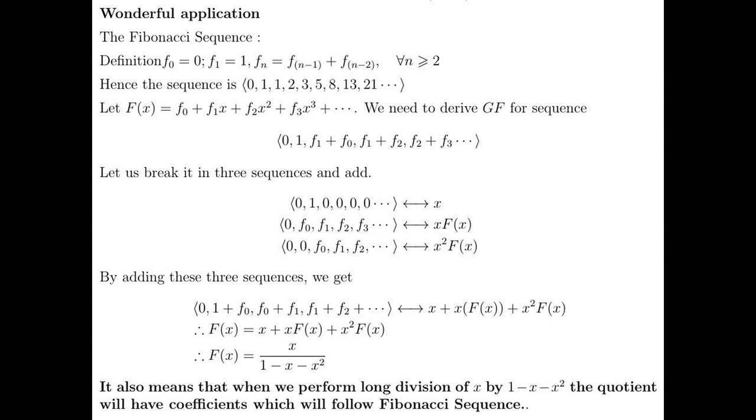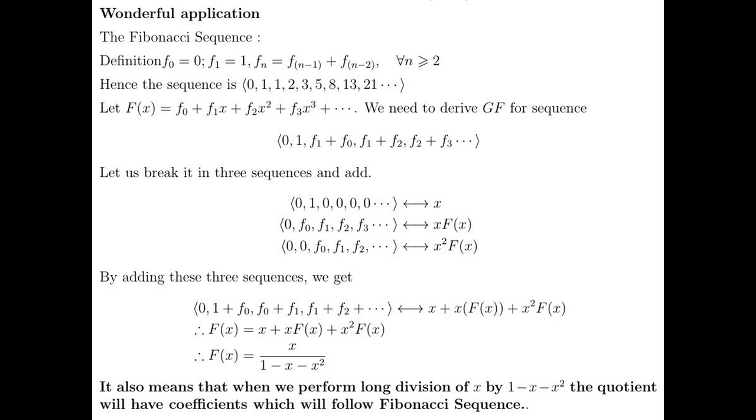Then we consider a second sequence 0, f0, f1, f2, f3. That means we have right shifted the Fibonacci sequence by adding one more 0 in the beginning. That means we are multiplying F of x by x. So the sequence 0, f0, f1, f2, f3 has the corresponding function x times capital F of x, and then we write the third sequence as 0, 0, f0, f1, f2, so the corresponding generating function will be x square capital F of x.